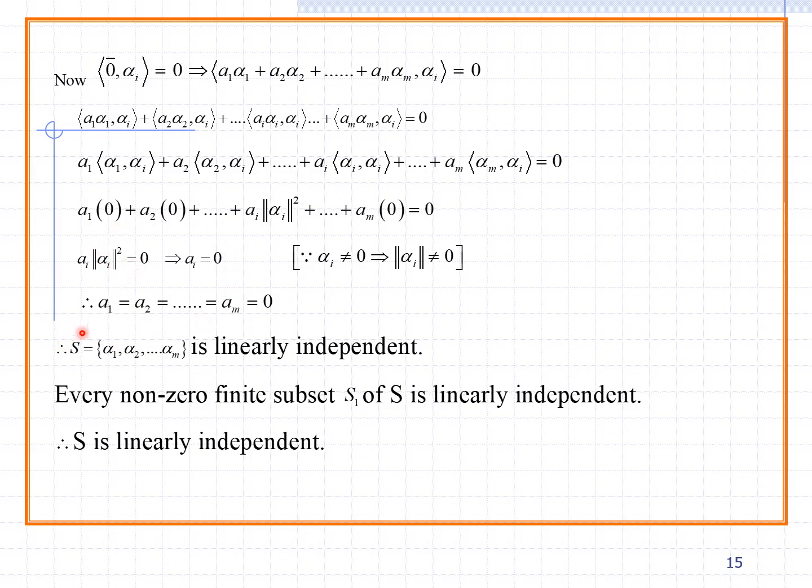So therefore a1, a2, and so on up to am equal to 0. So the set S is linearly independent. Why? Because the total value is equal to 0. Every non-zero finite subset S1 of S is linearly independent. Therefore S is linearly independent. For example, if a1 alpha 1 plus a2 alpha 2 and so on up to an alpha n equals 0, then we can show a1, a2, and so on up to an equal to 0, so it is automatically linearly independent.